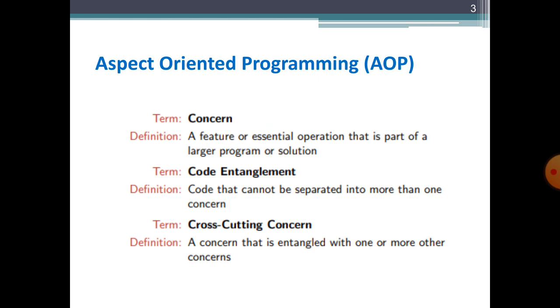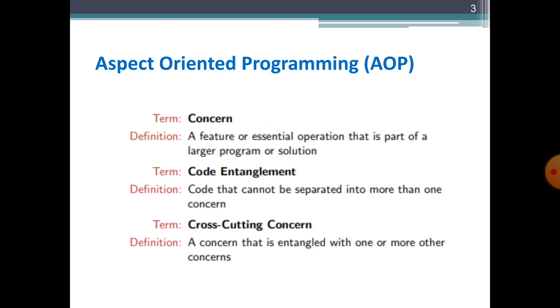So let's discuss some different terms utilized in the aspect oriented approach. The first one is concern. Students, what are concerns? We have already discussed them in an early lecture, and now we discuss this term in more detail. A concern is a feature or essential operation that should be a part of a larger program or solution. We simply call it a concern. We can also say that a concern is a specific requirement or consideration that must be addressed in order to satisfy the overall system goal.